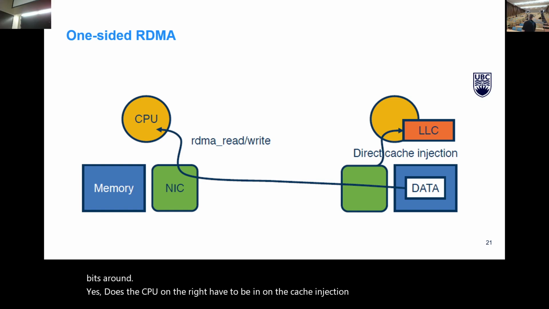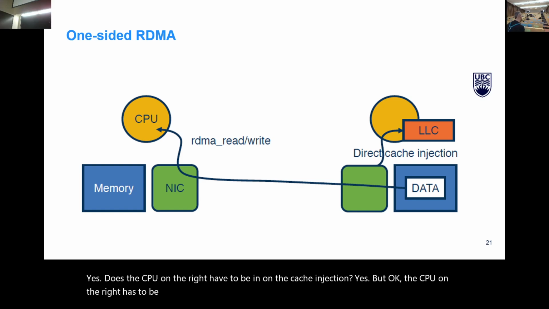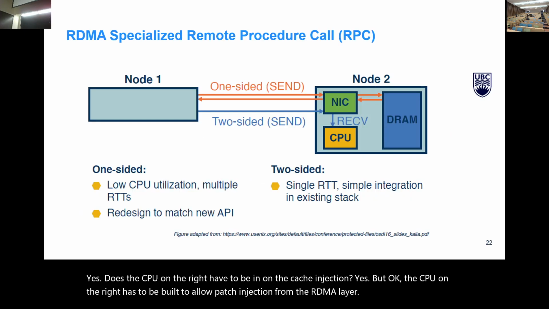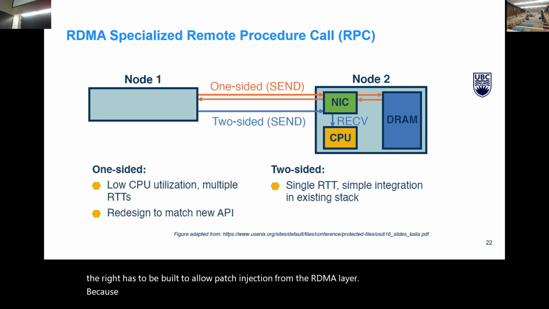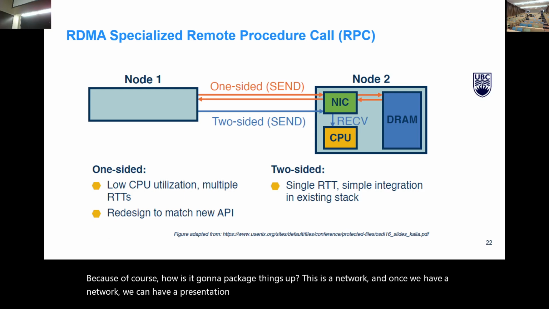Yes. Well, okay, the CPU on the right has to be built to allow cache injection from the RDMA layer. You just can't take your commodity CPU and have it do that. We have RPC over RDMA because, of course, how else are we going to package things up? This is a network, and once we have a network, we need to have a presentation layer because we've got to serialize the data correctly.